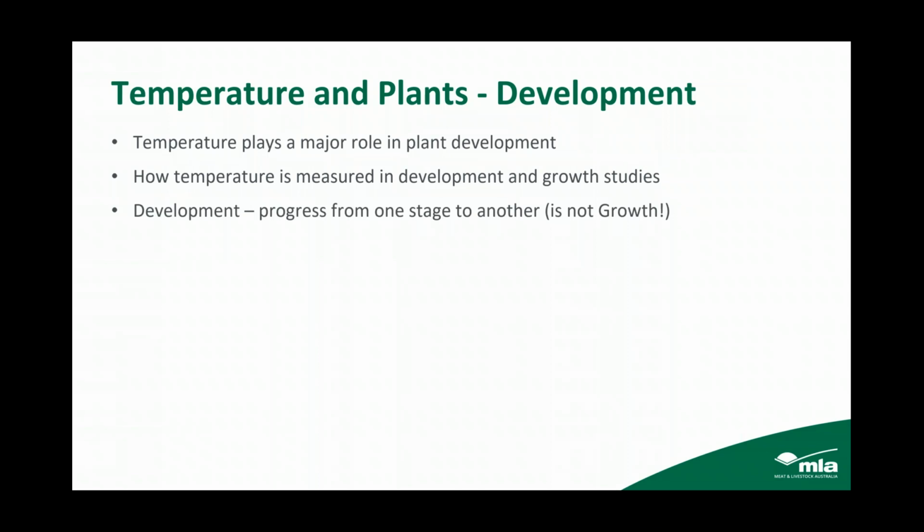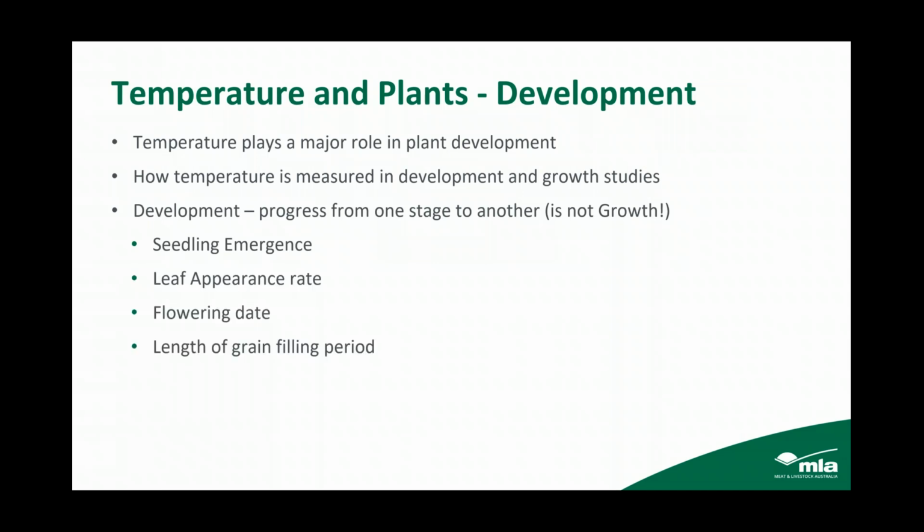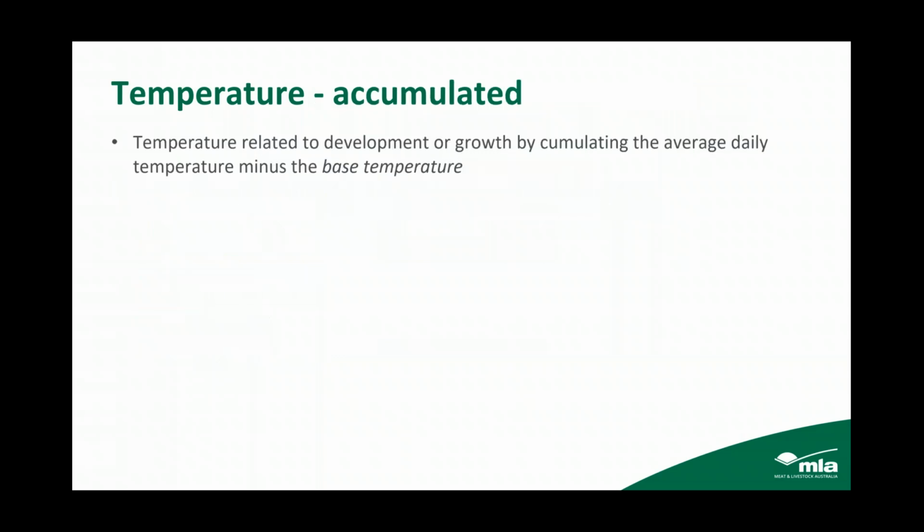Now, development is the progress from one stage to another. It is not growth. It is not how big the plant is. It's measured by, for example, how quickly the leaves appear, or how quickly seeds emerge, the leaf appearance rate, the flowering date, the length of the grain filling period. They're all developmental things, and temperature is a major influence on the rate of plant development. So the rate at which plants emerge, etc., is dictated not just by temperature alone, but largely by temperature.